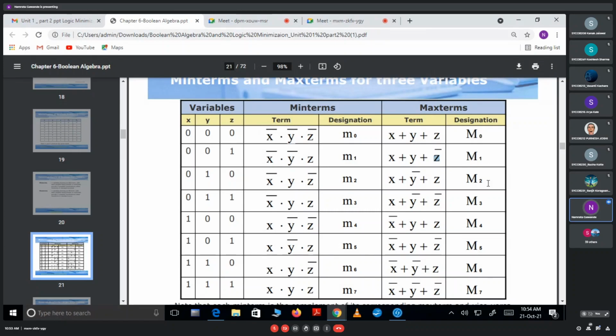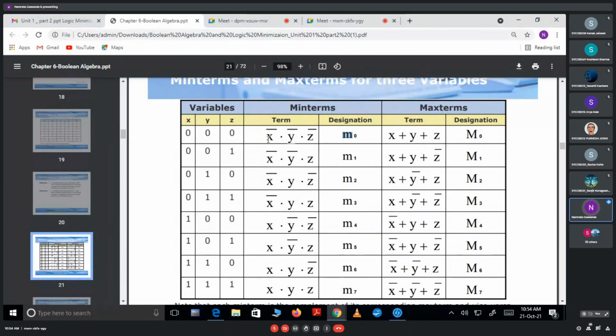M0, M1, M2, this decimal number will be the same because the binary number representation is the same, it is similar. Only this will change, capital M and small m, right? So these two are very important terms, min term and max term. Each and every Boolean function will require the min term and max term representation. Okay.